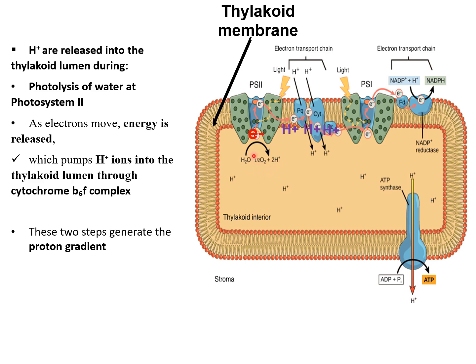But when electrons move, energy is released. This energy pumps hydrogen ion into the thylakoid lumen through the cytochrome b6f complex. And these two steps generate a proton gradient in the thylakoid lumen. Again, let us see the movement of these electrons and the accumulation of hydrogen ion in the lumen. Electrons move and they release energy. The energy that is released causes the pumping of hydrogen ion to the thylakoid lumen.